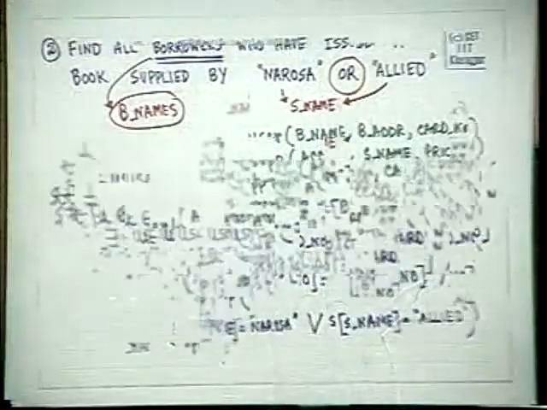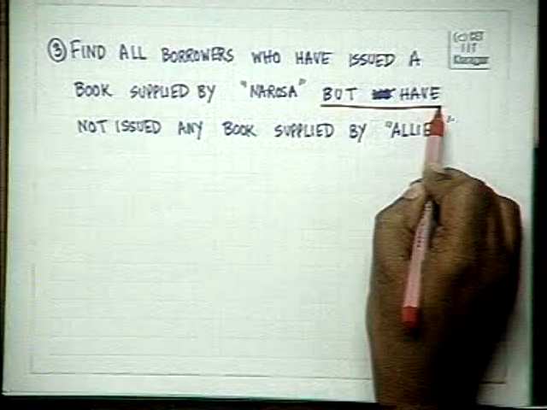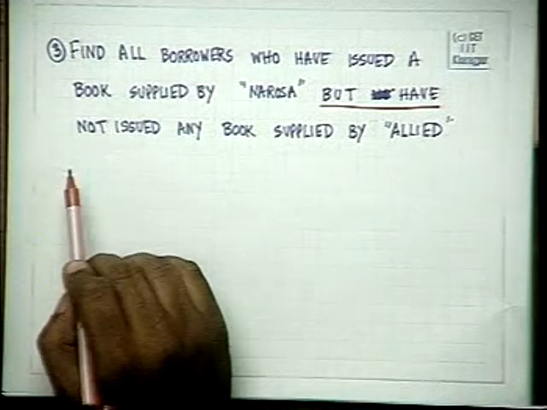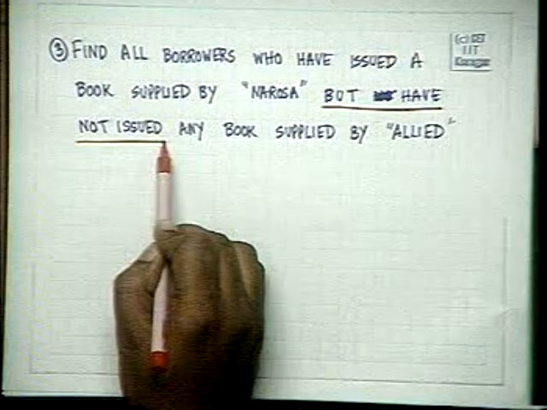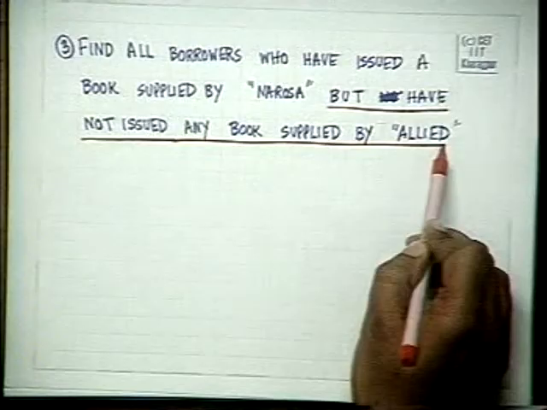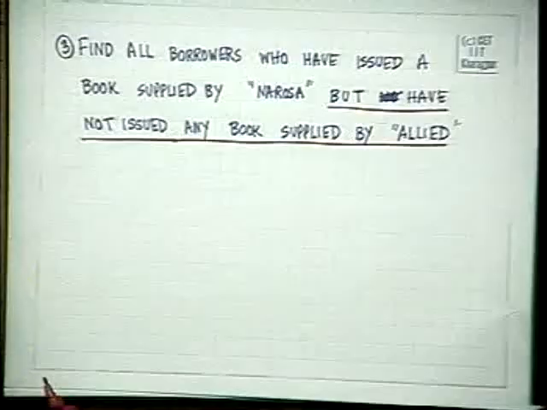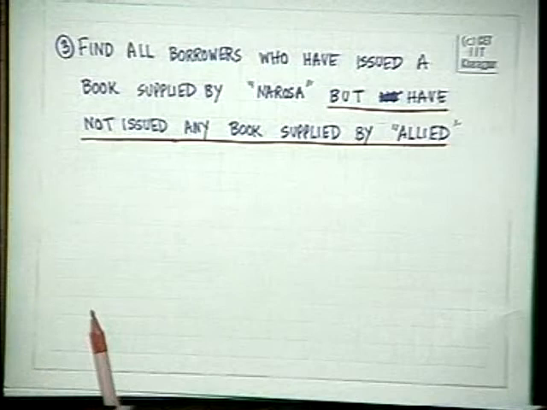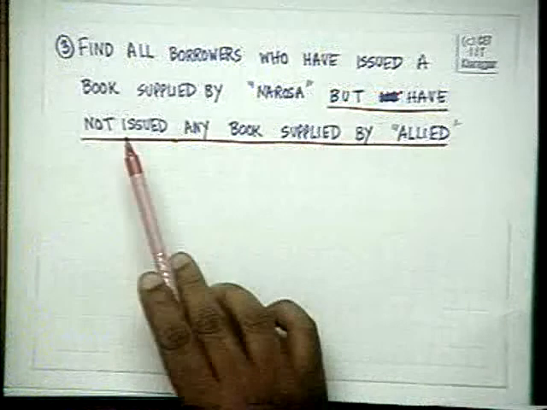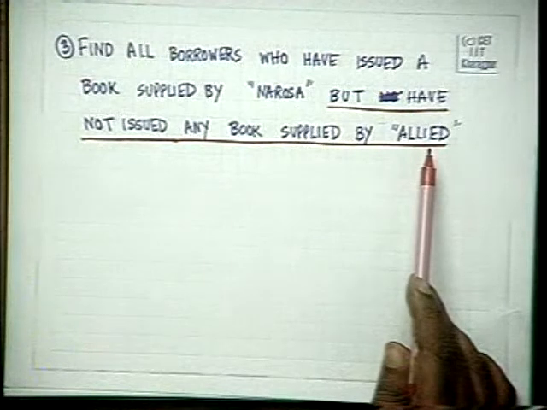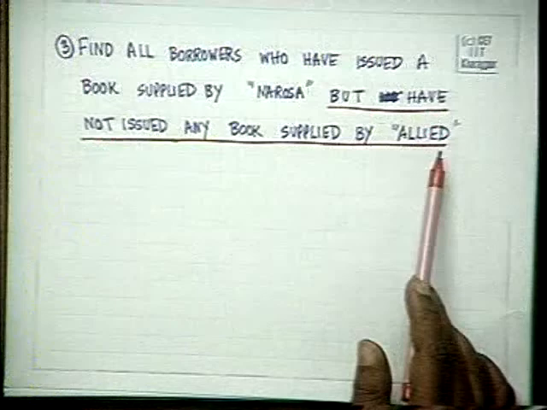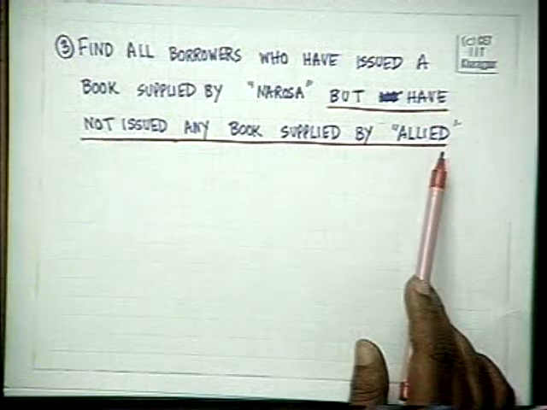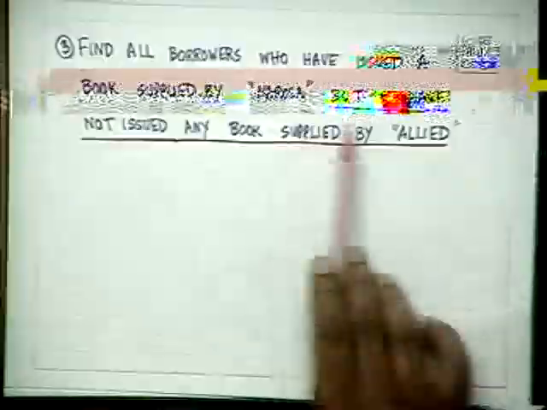A third thing which is similar to the previous one, but is slightly different and will require a slight change. We can now do find all borrowers who have issued a book supplied by Narosa and Allied. That is easy, it is very similar to the previous one. This one is slightly different.